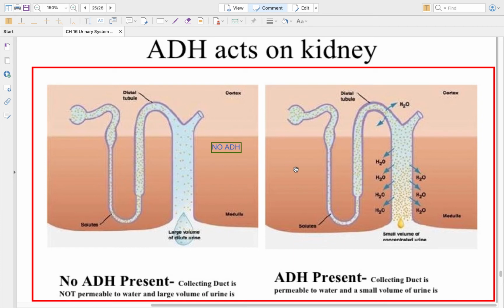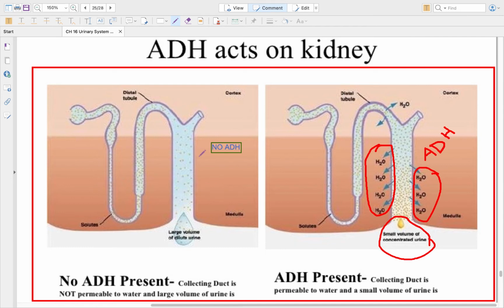Now, when ADH is present, such as in this picture, if you become dehydrated, your body will release ADH hormone, and it will act on the collecting duct, and it will force water back into the kidneys, which is what we need, thus producing a small volume of concentrated urine.